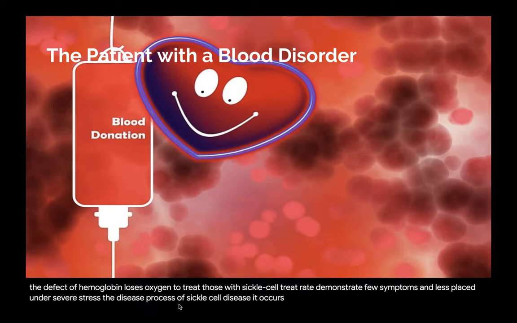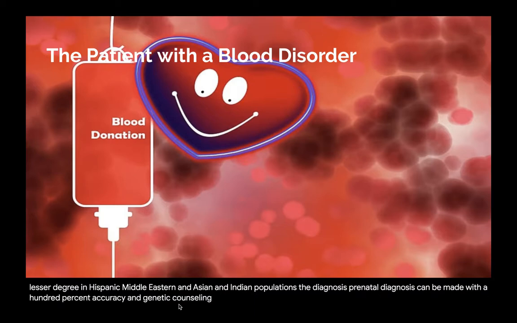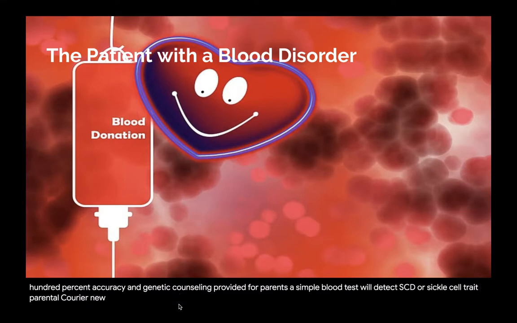It occurs primarily in the African American population and to a lesser degree in Hispanic, Middle Eastern, Asian, and Indian populations. The diagnosis: prenatal diagnosis can be made with 100% accuracy and genetic counseling provided for parents. A simple blood test will detect SCD or sickle cell trait parental carrier. Newborn screening is mandatory in most states in the United States.